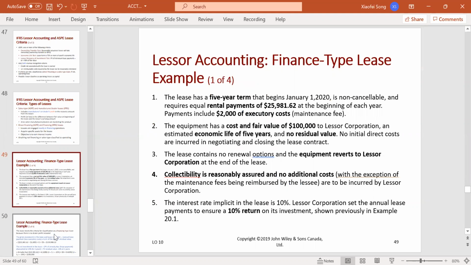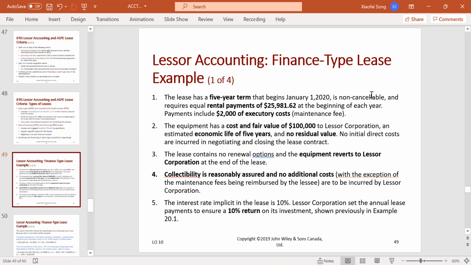Here's an example of that. Assume the lease has a 5-year term that begins January 1st, 2020, is non-cancelable, and requires equal rental payments of $25,981.62. This amortization table is the first amortization table that I posted on Brightspace. If you look at Brightspace, there's an Excel amortization table file, and there are three tables in it. This first one has no residual value, so the payment is a little bit higher. If you do your homework, feel free to use that Excel template.